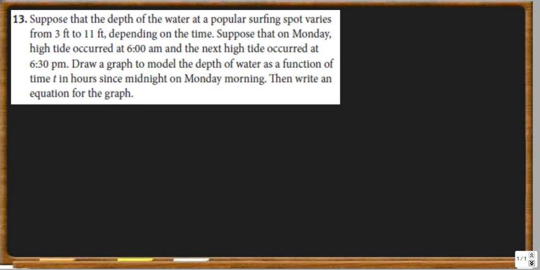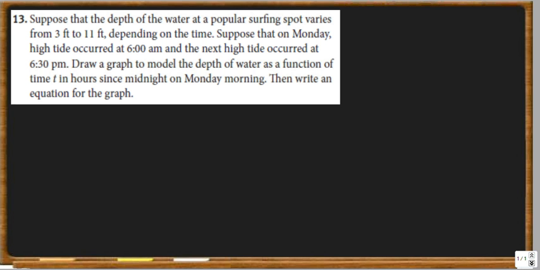Okay, everybody, we're going to be working on problem number 13 from section 3.4. This problem says, suppose that the depth of the water at a popular surfing spot varies from 3 feet to 11 feet, depending on the time. Suppose that on Monday, high tide occurred at 6 a.m., and the next high tide occurred at 6:30 p.m. Draw a graph to model the depth of the water as a function of time t in hours since midnight on Monday morning. Then write an equation for the graph.